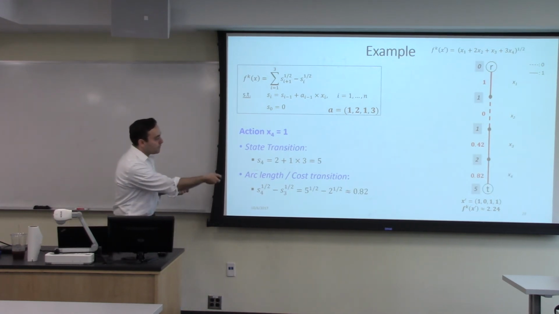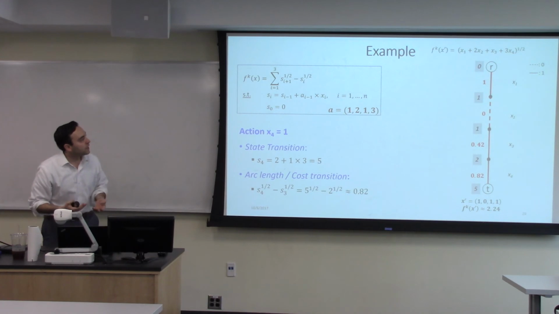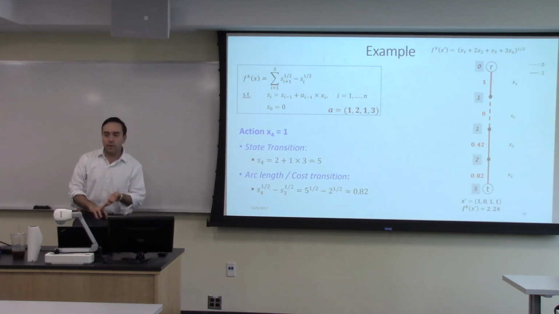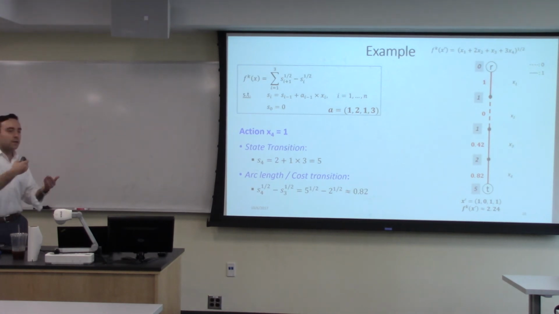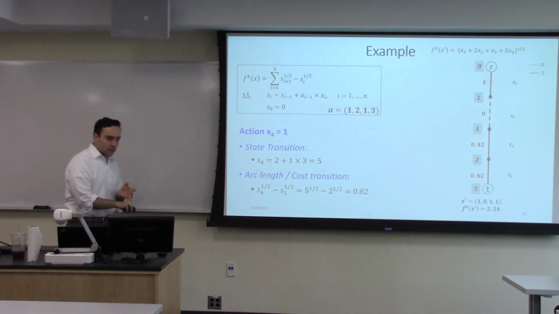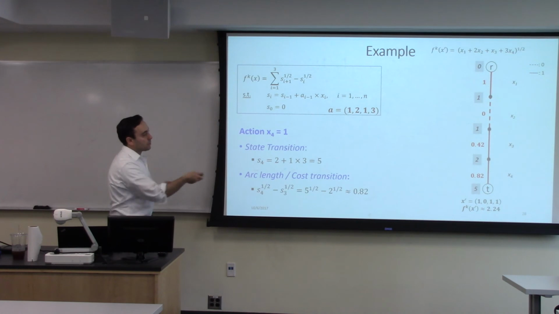One more layer down, it's the same game. I'm taking a variable x4, setting it equal to 3, and going from state 2 to 5. I take the square root of 5 minus the square root of 2, that's my marginal impact on the objective function, and then I get what the total weights are.